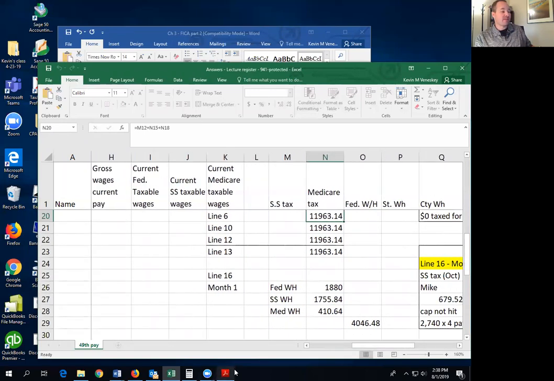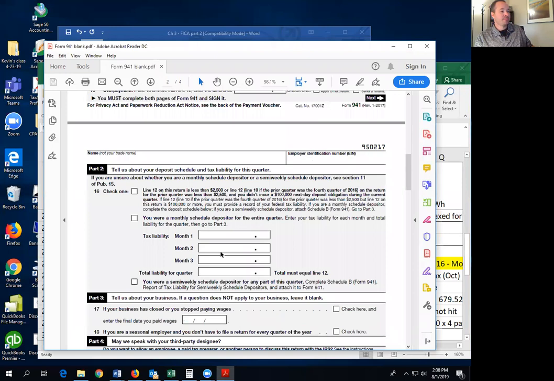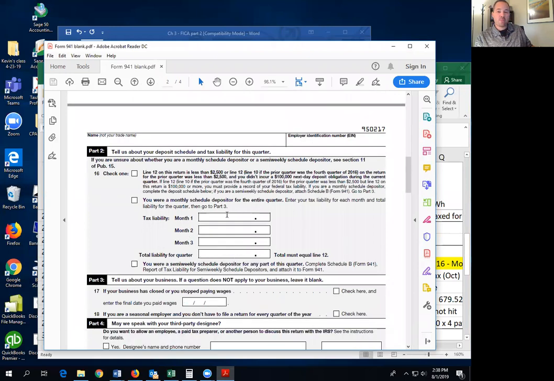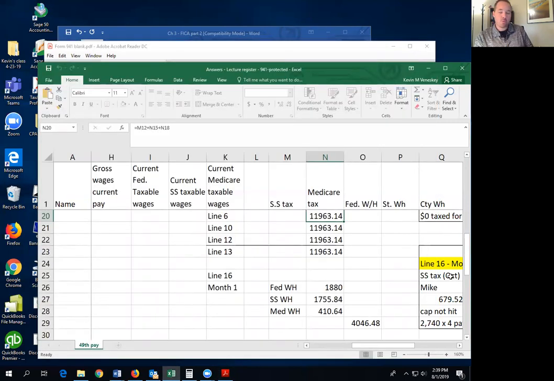On the back side of the 940, we fill this out if we're a monthly depositor, and we are assuming we are, unless told otherwise. So I need to first figure out how much did I owe in taxes for the month of October. I need to remember just a couple things. October in our examples has 4 weeks, because December is the one month that has the 5th week. Then we have to think, did anybody hit any caps? And the answer is no. Mike didn't hit the cap until the 2nd week of December, week 49.